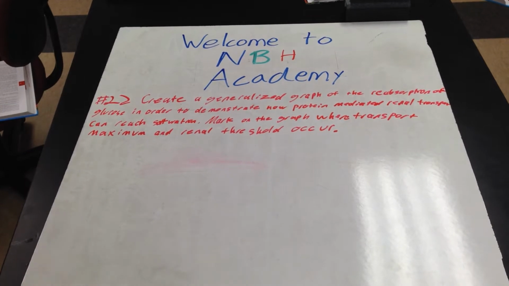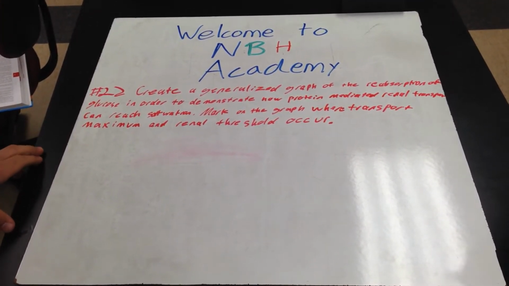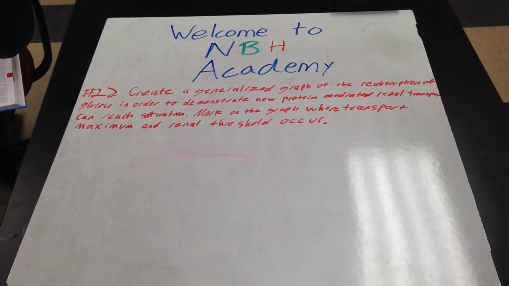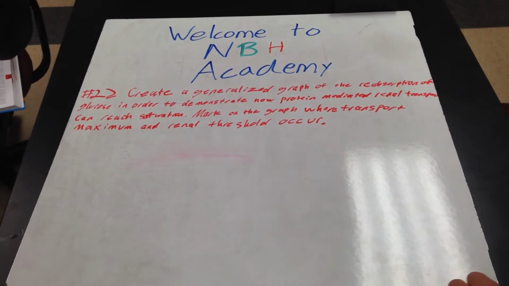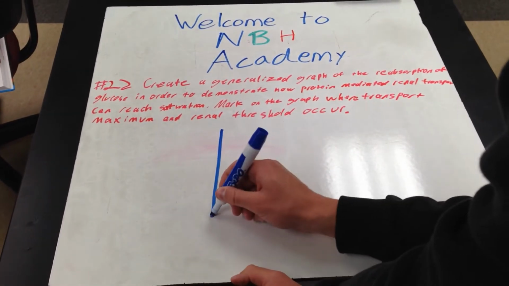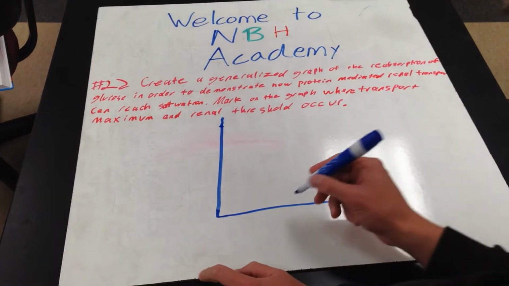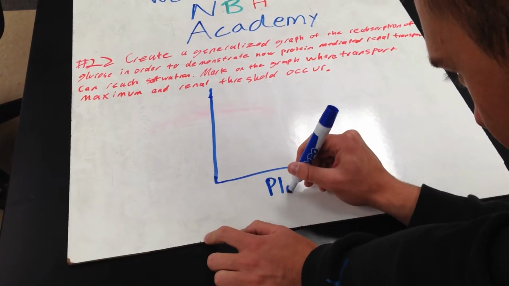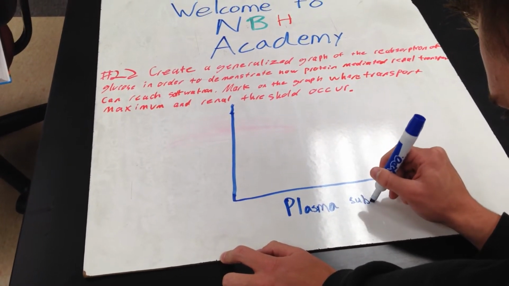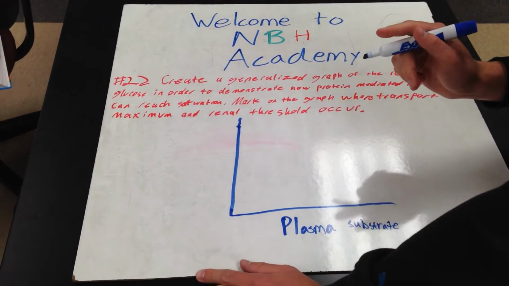All right, our learning goal we're talking about is we have to create a generalized graph of the reabsorption of glucose in order to demonstrate how protein-mediated renal transport can reach saturation. Mark on the graph where transport maximum and renal threshold occur. So first we're going to draw a picture of the graph with the x-axis being the plasma substrate concentration, and the y-axis being the rate.